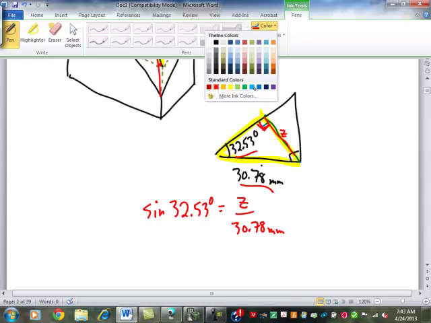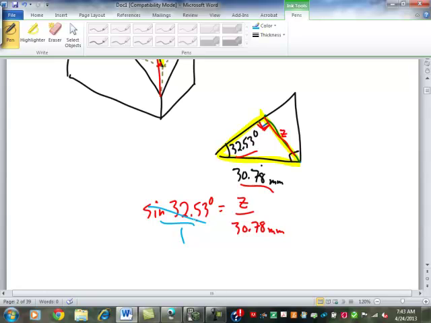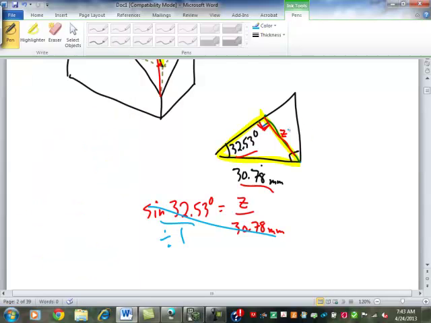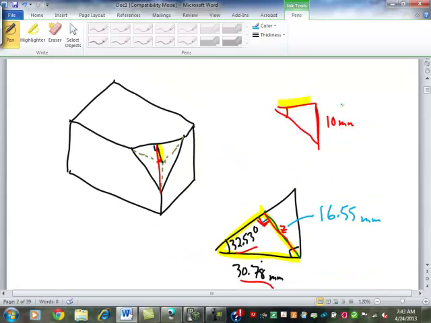So we can find Z by doing cross multiply and divide. Sine of 32.53 times 30.78 divided by 1 is 16.55. So that dimension there is 16.55 millimeters. So again, that triangle we just looked at was this top triangle here. We just found this length here.